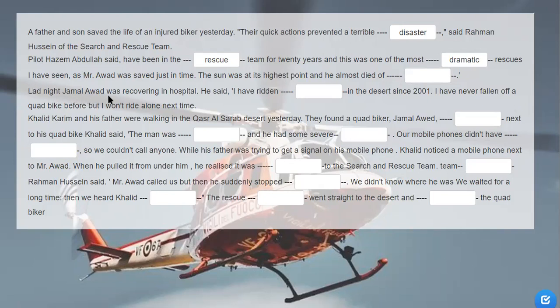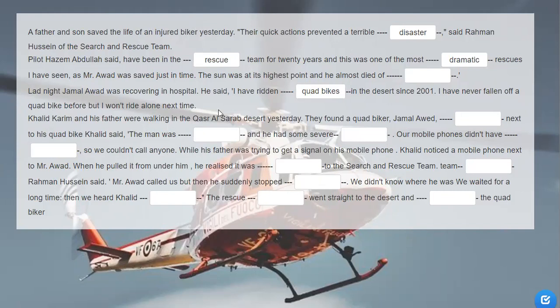Okay, last night Jamal Awad, this is the character we are talking about in this piece of news, was recovering in hospital. He said, I haven't ridden quad bikes. Okay, you can say motorbikes, but quad bikes is a close word to the word in Arabic, in the Saudi Arabia accent here, used for the bikers in the mountains. I have never fallen off a quad bike before, but I won't try it alone next time.